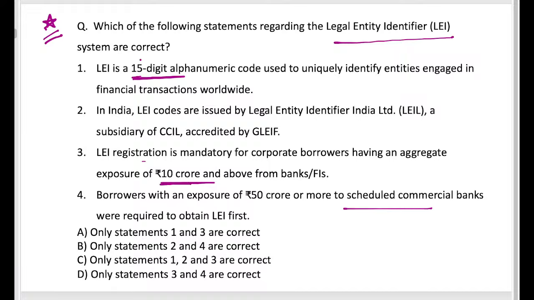The first statement, it is a 20 digit. Okay, that makes this statement wrong. Second statement is true. Third again wrong. It is 5 crore and above.